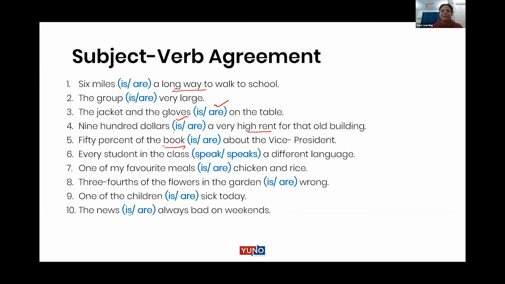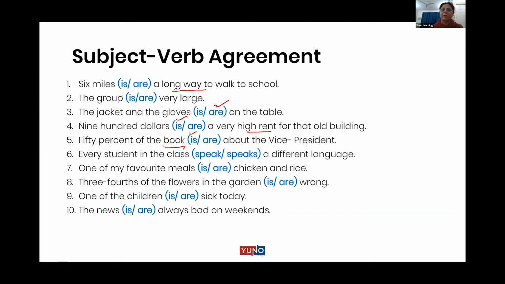So 50% of the book. 50% of the book is about the vice president, right? Here it has to be "is". How to make a question about how, ma'am? See, 50% of the books are... Then I'm talking about, oh, I've got so many books and 50% of these books are about the vice president.